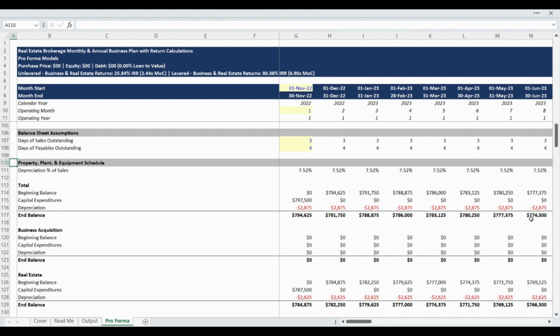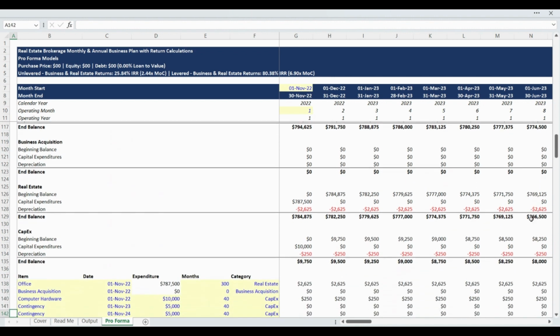The next section of the model calculates and summarizes the monthly depreciation expense for capital assets. The schedule begins with 4 consolidation sections for total depreciation, business acquisition depreciation, real estate depreciation, and capital expenditure depreciation.